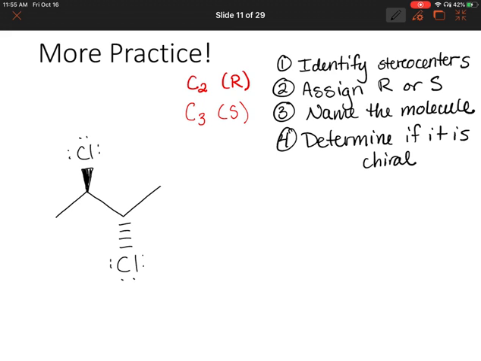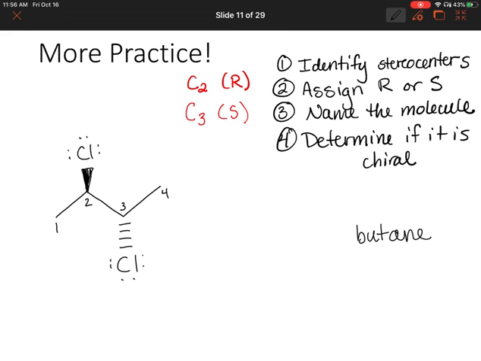Okay, so now let's name the molecule. Again, first we want to count our parent chain of carbons. So we have 1, 2, 3, 4. Which prefix would we use? Meth, eth, prop, but, pent, etc. We have 4 carbons, so that would be butane, and the -ane indicates that they're all singly bonded.